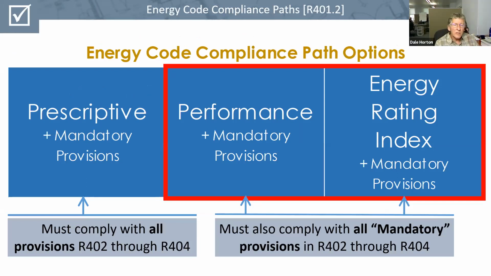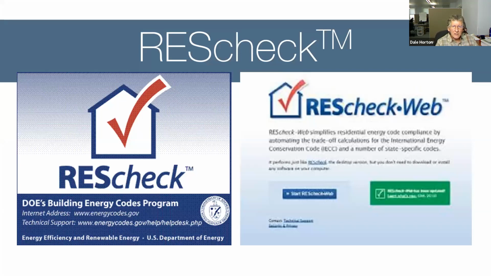Okay, so this slide just emphasizes the fact that all these performance paths still are subject to the mandatory provisions. So REScheck, it's probably worth talking about REScheck for a minute. It's used fairly widely in the state. I've seen, especially in some of the larger jurisdictions, numbers of REScheck submittals along with the construction documents for a permit, and I highly recommend it. The 2018 does create a slightly different dilemma in that you have to use the online version.